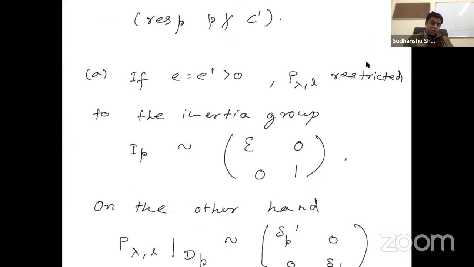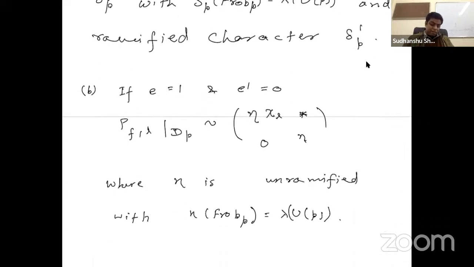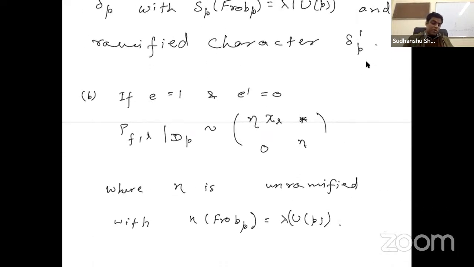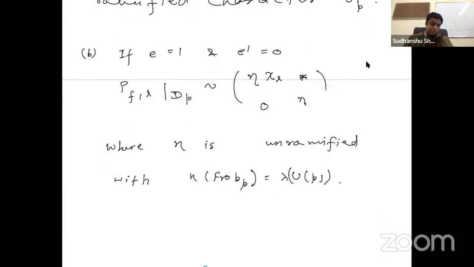So those are what are called supercuspidal representations actually. But anyway, there are some other cases remaining. But these are the two most important cases, basically the semi-stable cases.